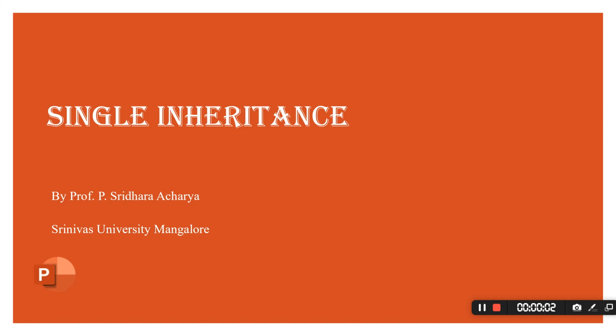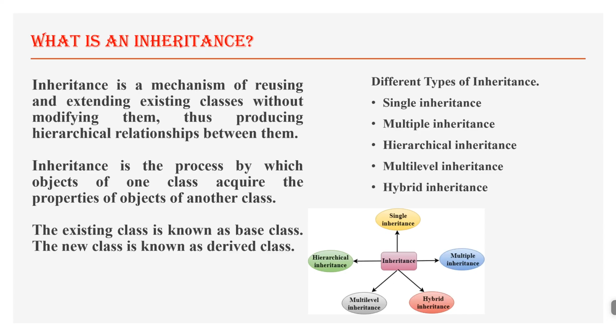Hello everyone. Today we shall see one of the very important properties of object oriented programming, that is single inheritance, or in general, inheritance. Single inheritance is one among them. The main concept here is inheritance. Now let us see what is an inheritance.